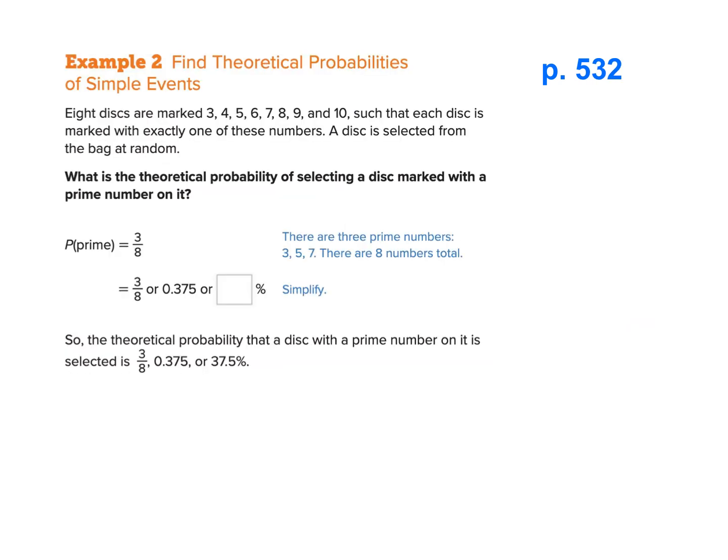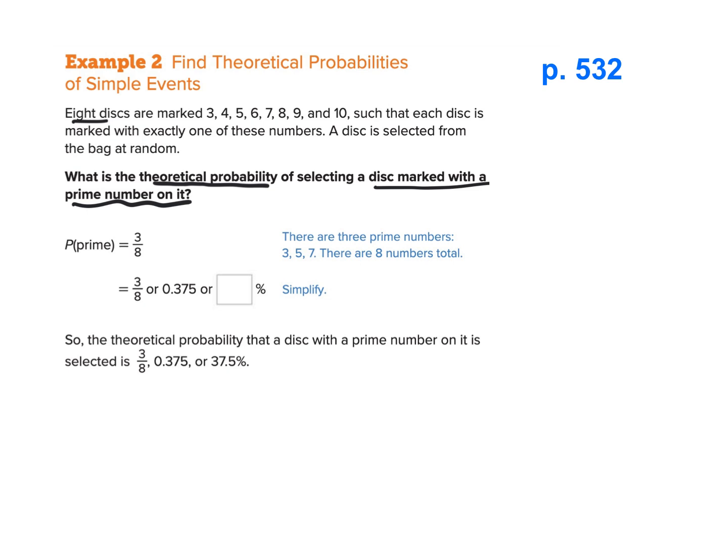So if we go to page 532, it says I have 8 discs that are marked 3, 4, 5, 6, 7, 8, 9, and 10, with just one number on each disc. A disc is selected at random. What is the theoretical probability of selecting a disc marked with a prime number? Ooh, so first of all, we need to actually know what a prime number is.